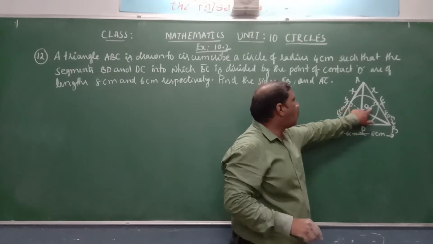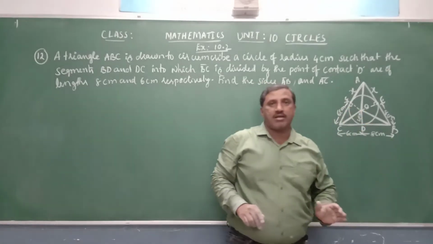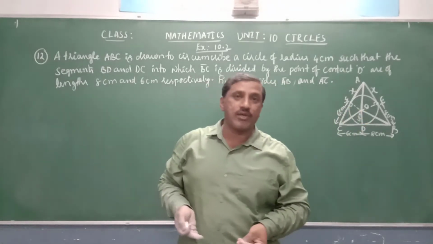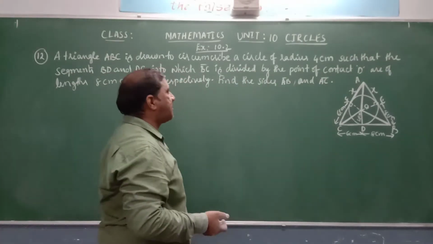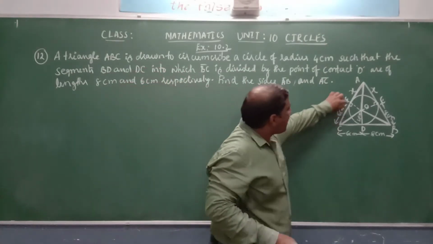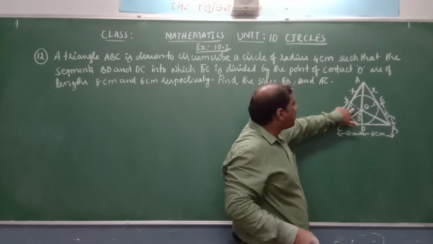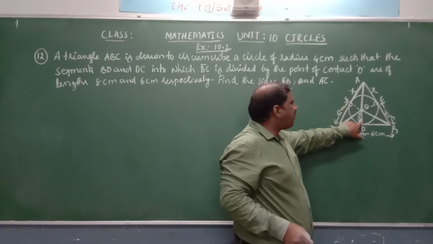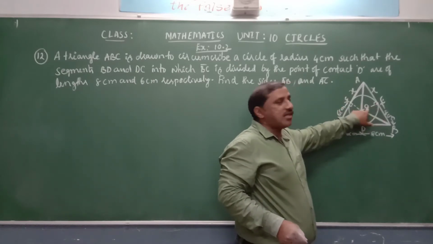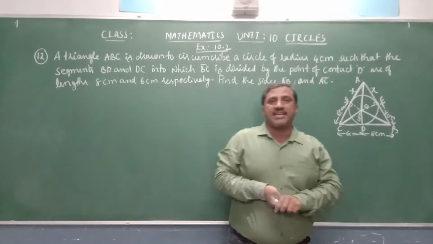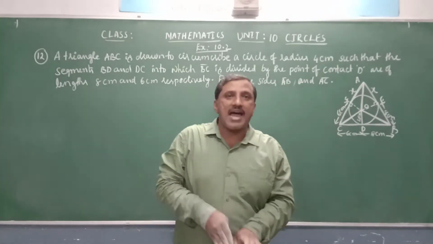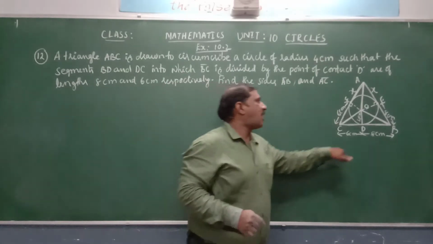Here OD, OE and OF are all radii, and they are equal to 4 centimeters. Now for the three triangles, we know the base and we know the altitude. Find the areas of the three triangles individually. Then add, and we get the area of triangle ABC.